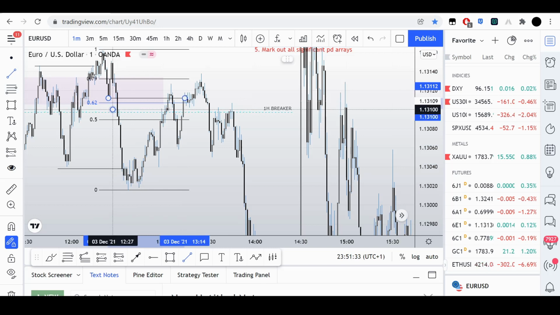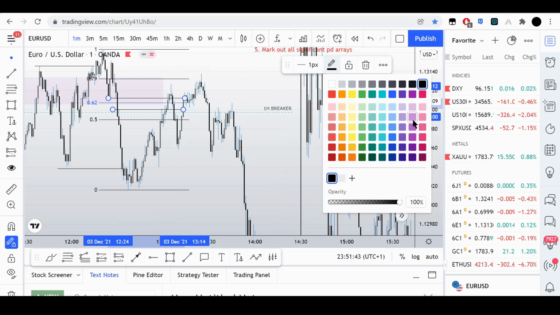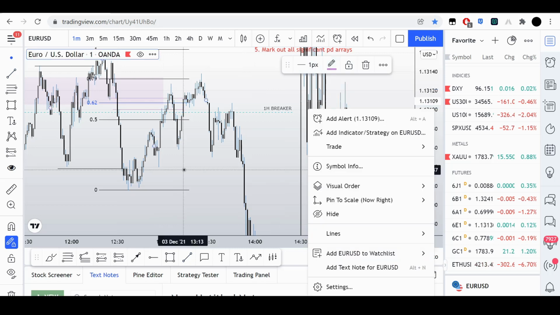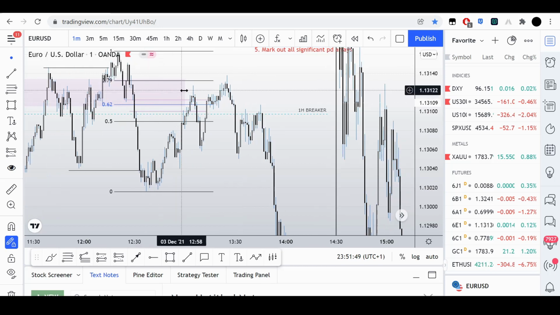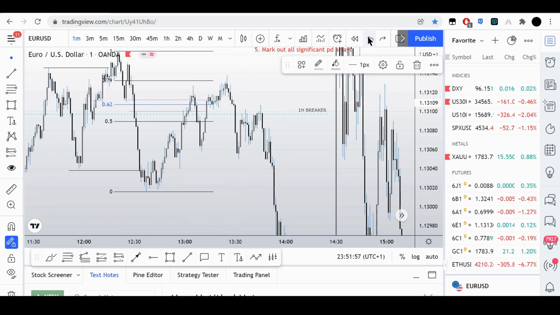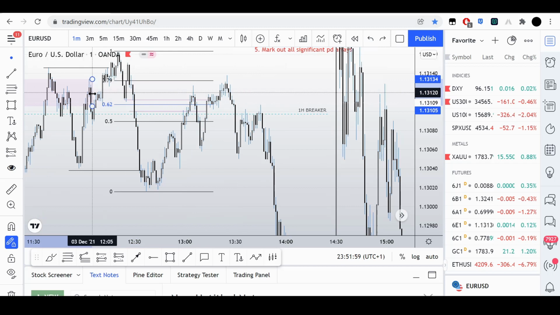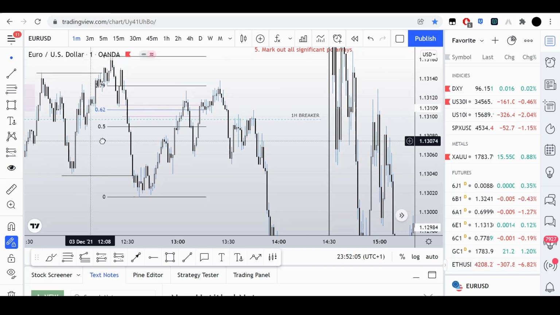Fair value gap. Okay, I'm going to move this over. We already know that we're inside of this fair value gap, so I'm just going to move this over to really show the candles. All right, we know that we're inside of there. Now you can see this.